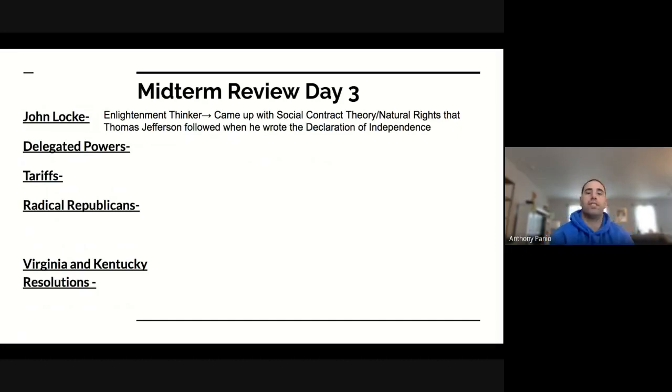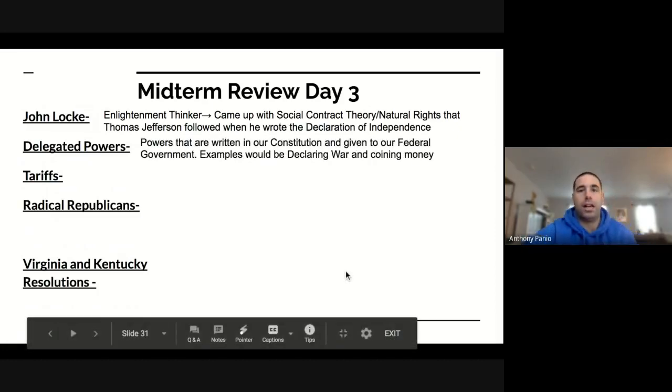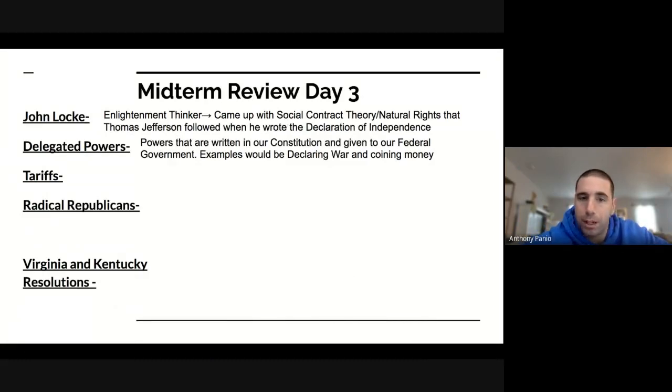All right. So delegated powers. These are one of the constitutional powers. It makes it clear that the powers that are written in our Constitution are given to our federal government. It's very clear. It's written there. It says what our federal government's legislative, executive, and judicial branch can do. It will say things like Congress has the power to declare war and coin money. It will say the executive branch has the power to conduct foreign relations. The judicial branch can judge lower court cases and appeals. It says exactly what each branch of government can do, and that is known as a delegated power.